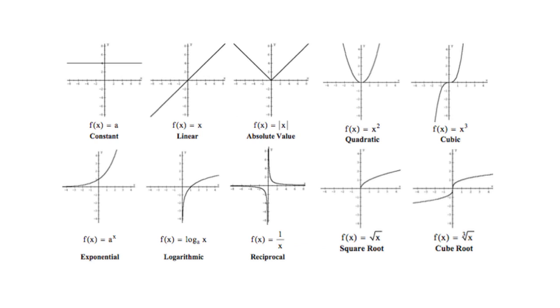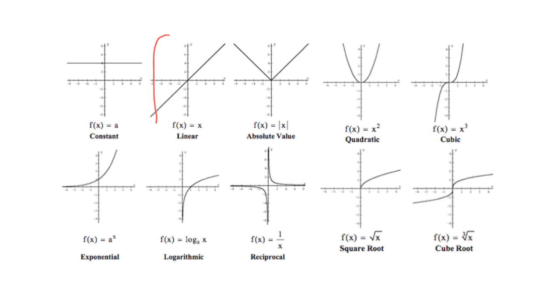Let's take another look at those parent graphs. We found 3 of these that were even. Can you find any odd functions in your parent graphs? Pause the video and see if you can find some. While there were 3 even functions hiding here, there were actually 4 odd functions.